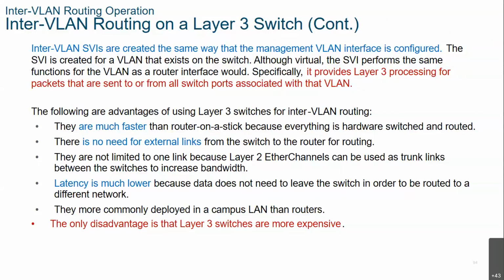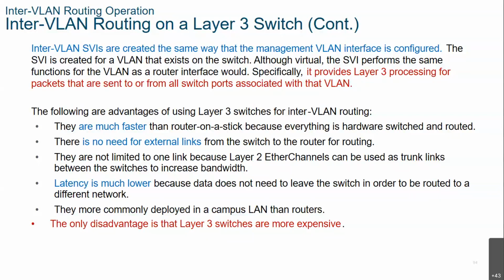Latency is much lower because data does not need to leave the switch in order to be routed to a different network. It can be handled in the same device. It doesn't have to leave and queue again to transfer. So that latency is cut off. They are more commonly deployed in campus LANs than routers. So you will see a lot more layer 3 switches in campus LANs than routers. But then again, that is how it is being deployed.